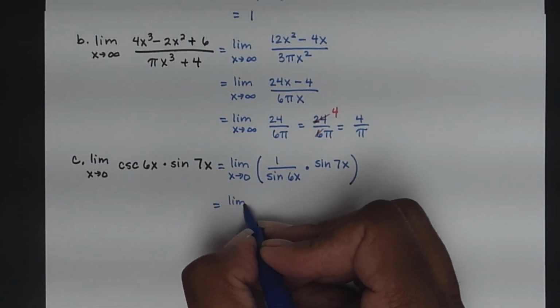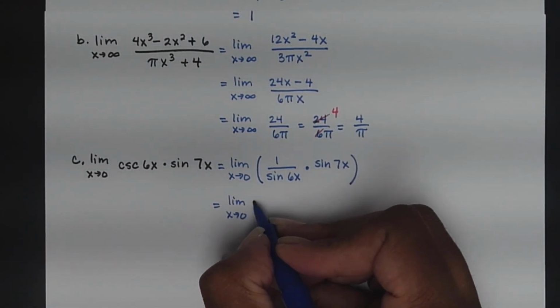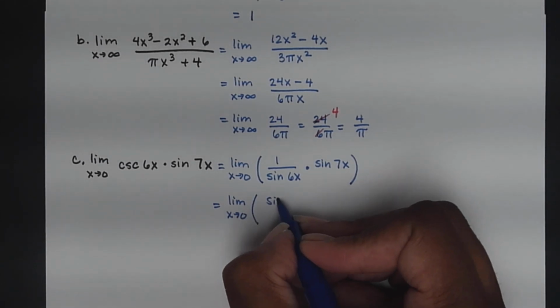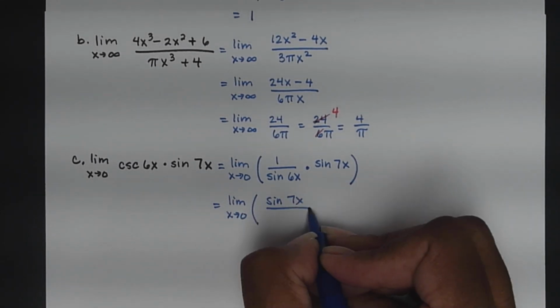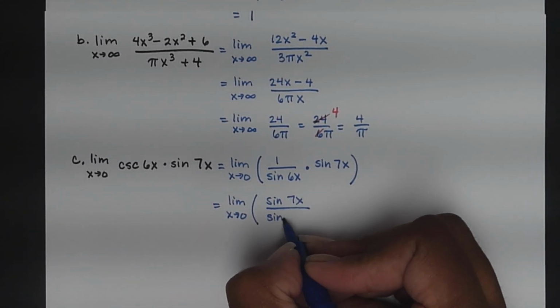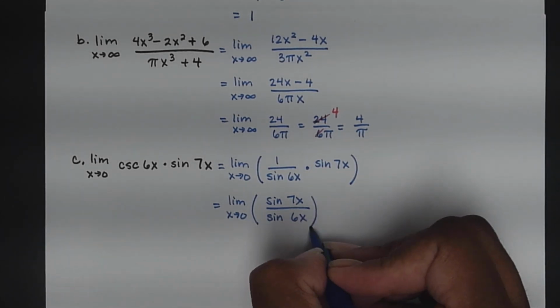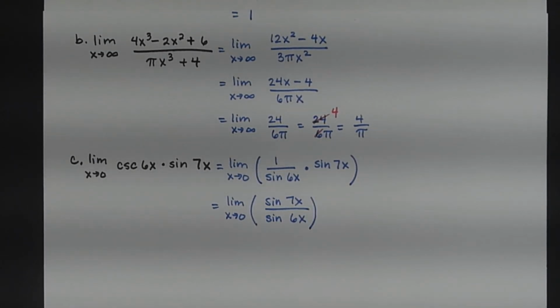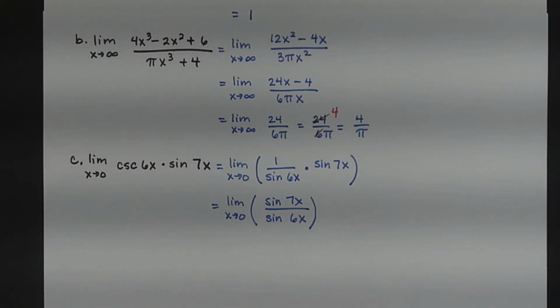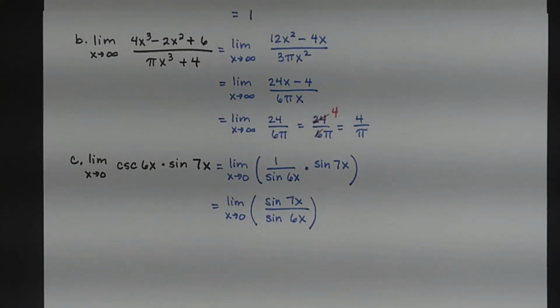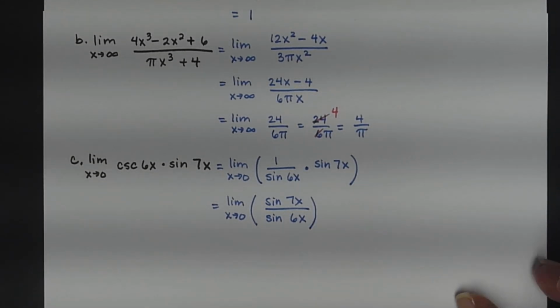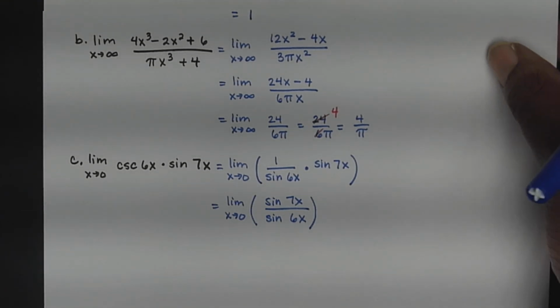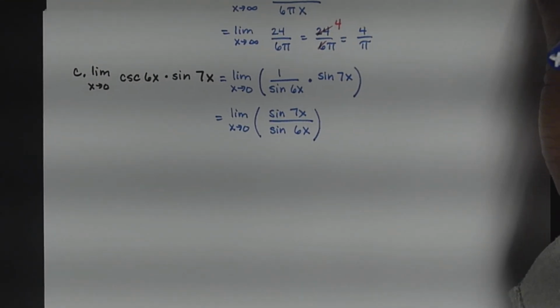So I have the limit as x approaches 0 of sine of 7x in the numerator divided by the sine of 6x in the denominator. Now in this case I have a 0 over 0 because I know the fact that the sine of 0 is 0. So 0 over 0 means I can apply L'Hopital's rule. So let's do that.